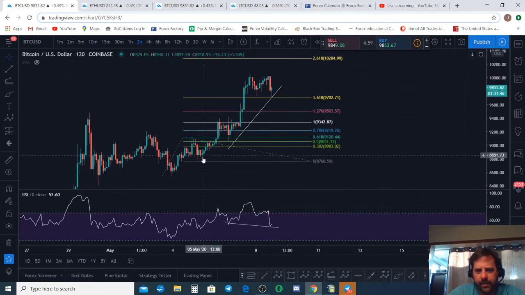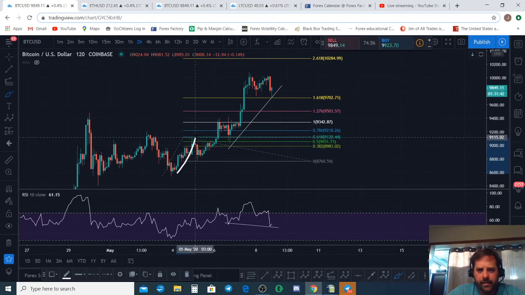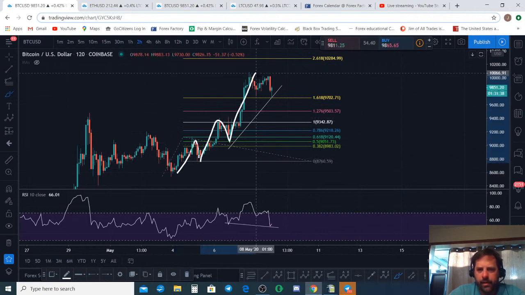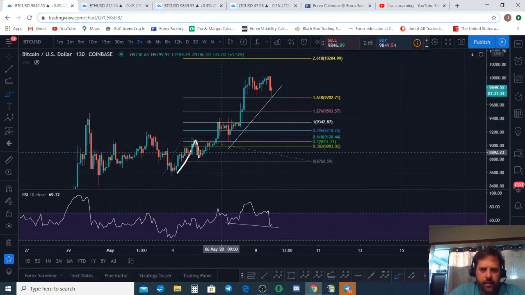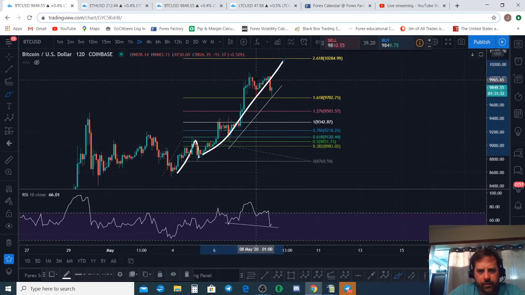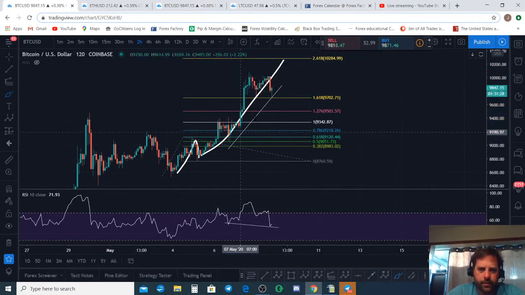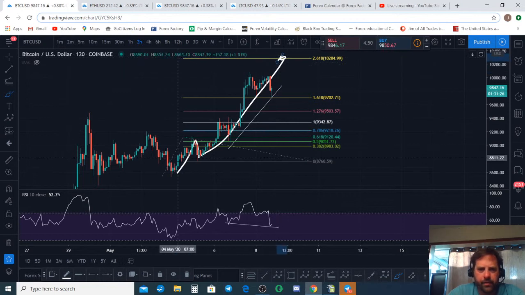This is a tough one because I think this is a 1, 2, 1, 2, 3, 4, 5. There's the third wave. So I would make all this the third. So this is the fourth wave of the third. So it looks like we need to come up here for the third.